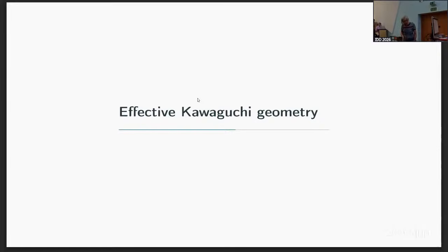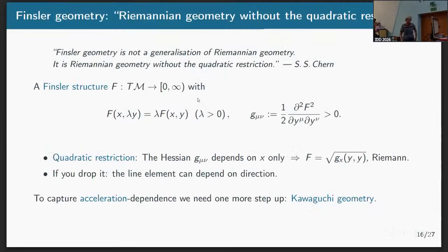To explain the geometrical content, I will have to tell you something about this Kawaguchi geometry we stumbled upon in this problem. But to start with, something which might be more familiar to you, let's think about Finsler geometry. And unlike the standard lore that says let's think of Finsler as a generalization of Riemann, something beyond Riemann, Chern said, well, no, let's think of Riemann geometry as a special case of Finsler, the one with a quadratic restriction. Let me tell you what this means.